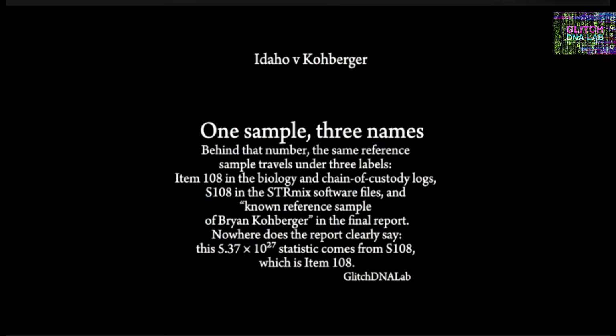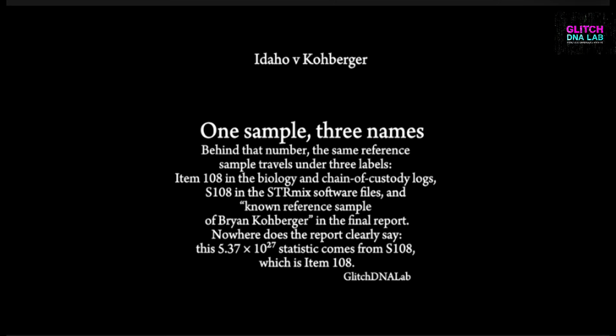The language becomes generic, and then the report drops 5.37 times 10 to the 27th power on top of it. That's that octillion number. So you have the physical ID, item 108, the software ID, file name that ends in underscore S108.CSV, and report label, which reads as known reference sample of Bryan Kohberger, with that 5.37 times 10 to the 27th power attached. Here's what makes that more than just nerdy bookkeeping.